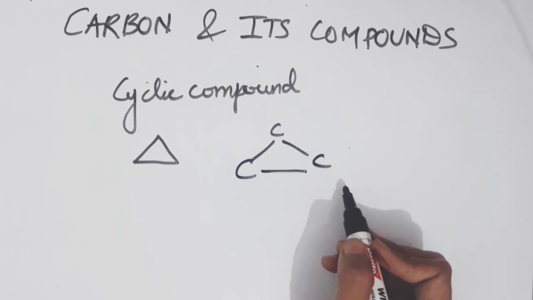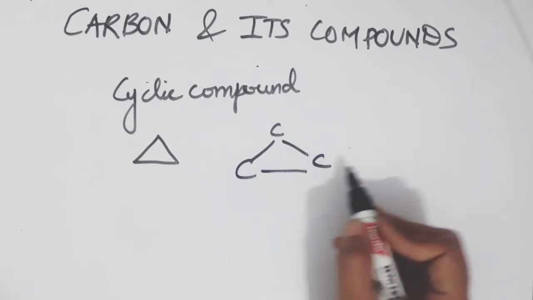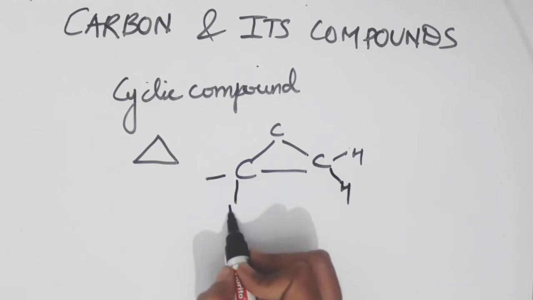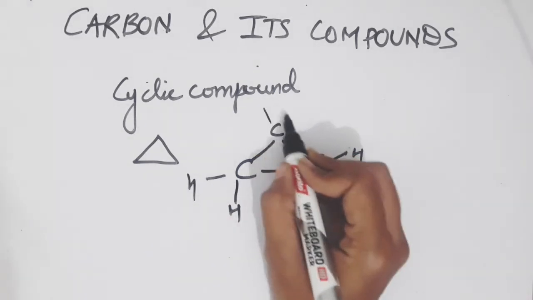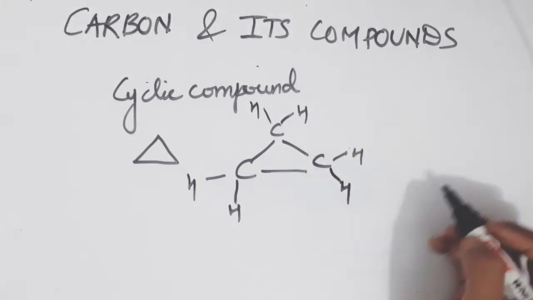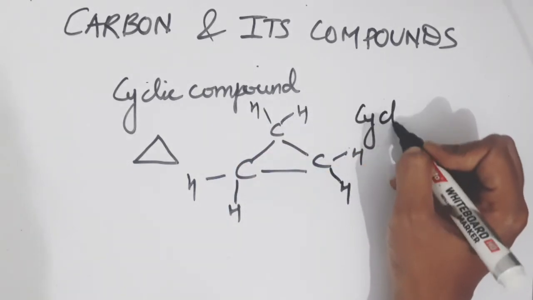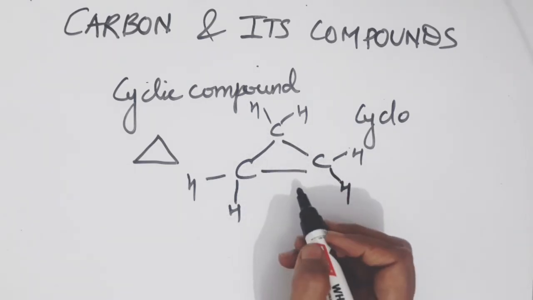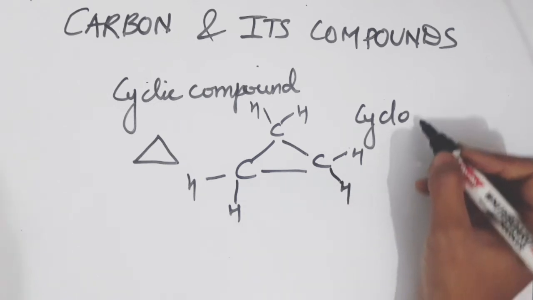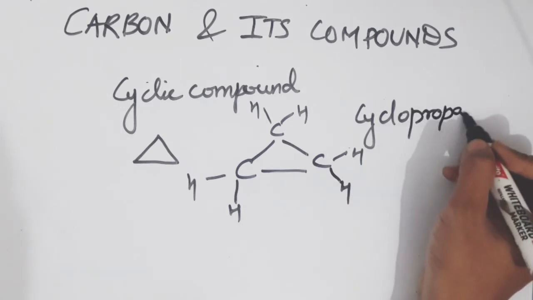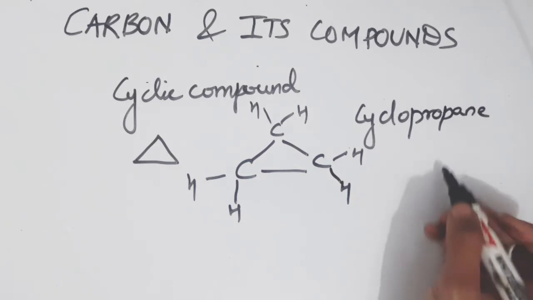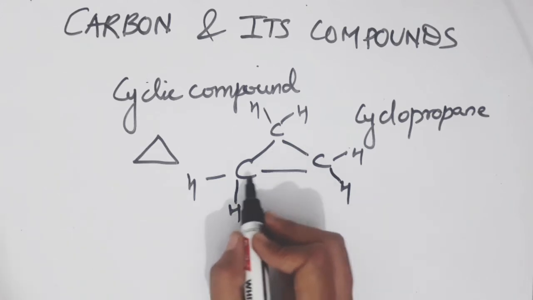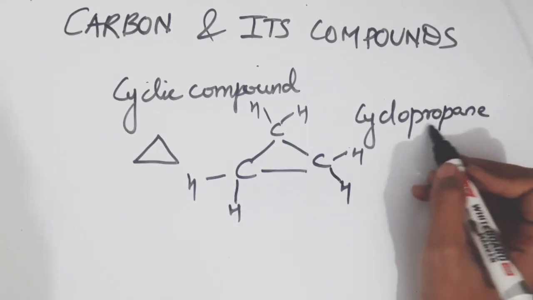Now to complete the 4 bonds, you will have 2 bonds here and 2 with hydrogen. Similarly here also you will have 2 bonds with carbon and 2 with hydrogen. Here also you will have 2 hydrogen. Name of this compound is written by prefix cyclo, and then you will have to add the number of carbon atoms. If you see here we have 3 carbon atoms, for 3 we used to add prop. Why propane and not propene? Because this has carbon-carbon single bond, and just as we have discussed, when carbon-carbon has single bond, then you will add a suffix ane.